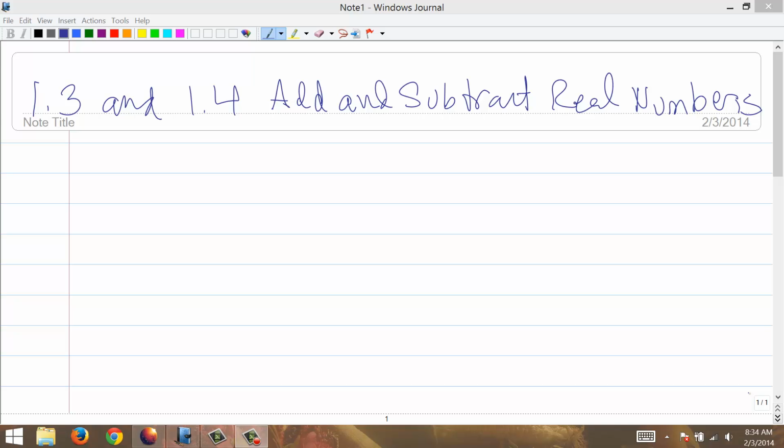The good thing about adding and subtracting real numbers is if we can figure out how to add real numbers, subtraction is actually pretty easy as well. So when we're talking about adding real numbers, they're going to come into two different categories. Type 1 is when both numbers being added have the same sign.